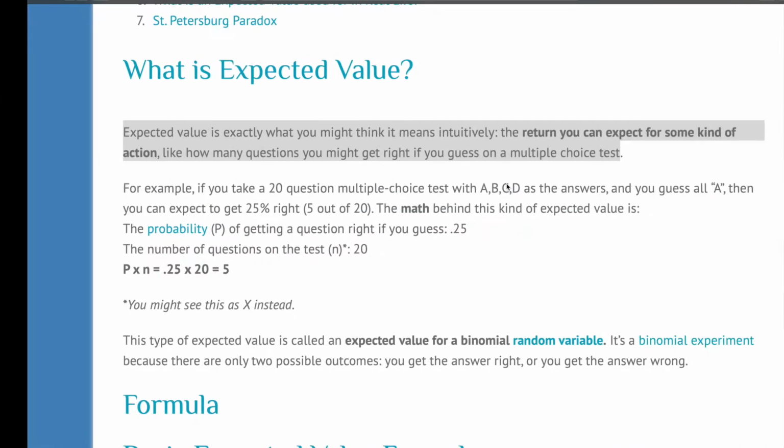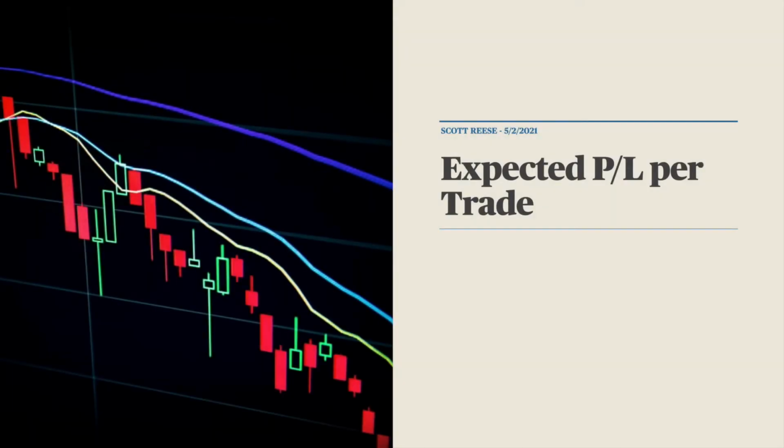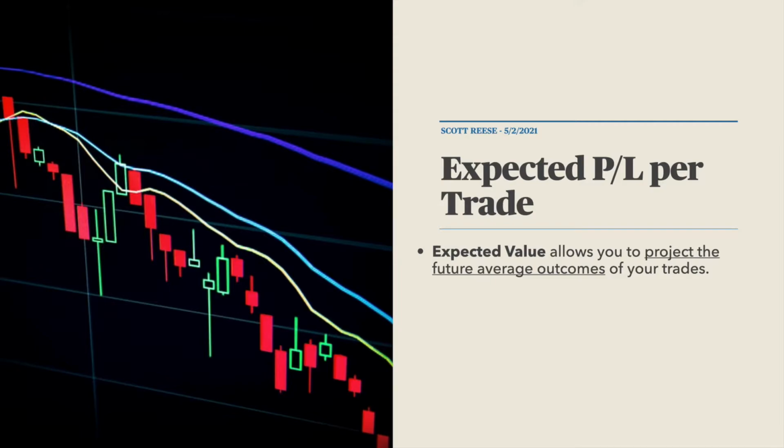So now let's come over here to the PowerPoint slide I have for you. The way we're going to apply expected value to trading is we're going to figure out what the expected P&L, or profit or loss per trade, is for your strategy. So we're trying to figure out the expected average outcome of your trades. Do you expect on average your trades to be profitable or not profitable, and by how much? That's what this equation is going to tell you, right? So like I said, expected value in regards to trading allows you to project the future average outcomes of your trades.